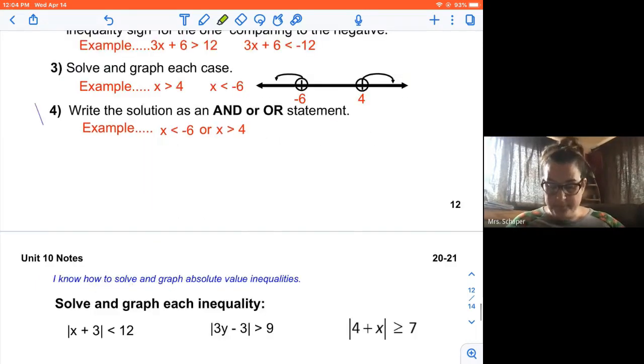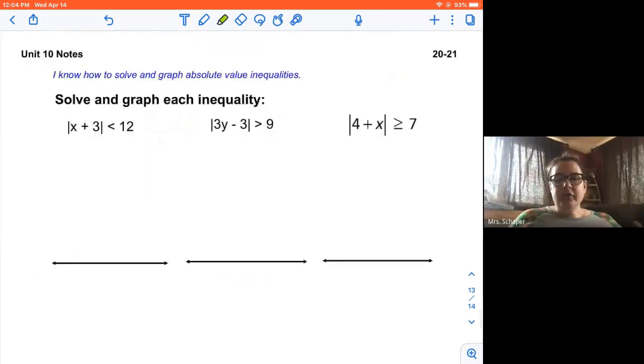So here we go. First problem: the absolute value of x plus 3 is less than 12. Now, I know I went through the steps really quickly. I'm going to take it slower here. So step one, we have to make sure our absolute value symbols are alone. And you know what? They are. There's nothing else on the side.